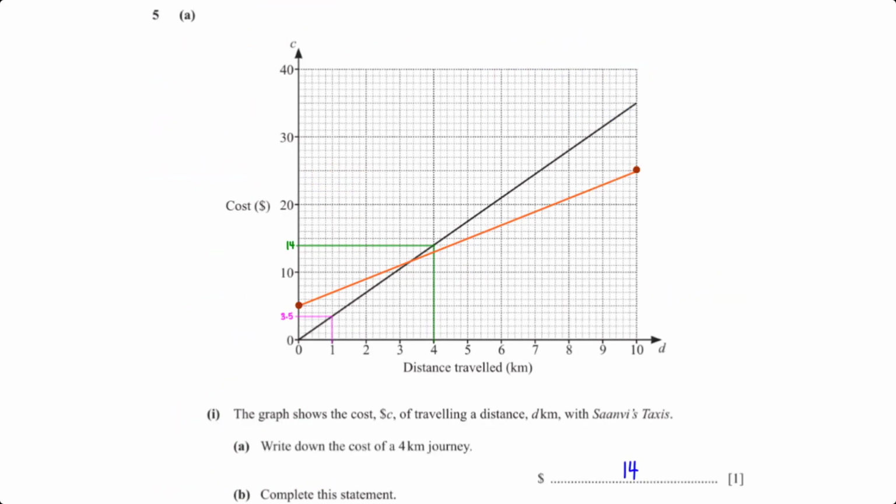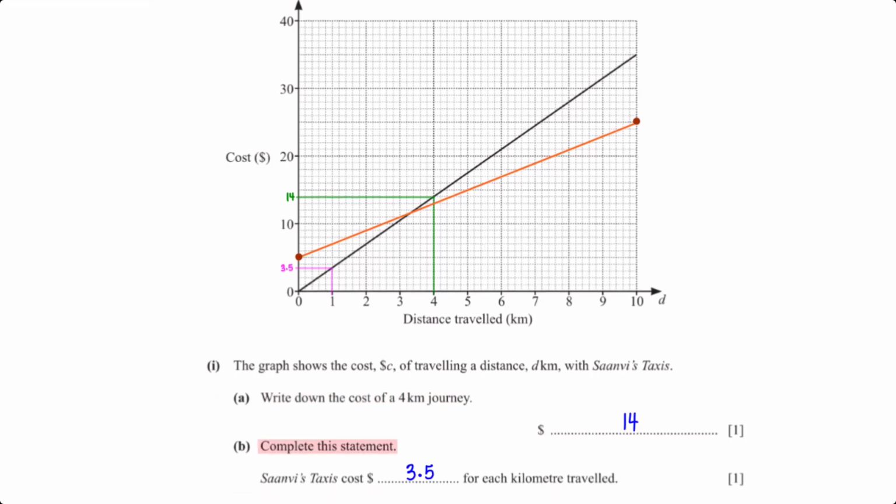The graph shows the cost C dollars of traveling a distance D kilometers with Sanvi's taxis. Write down the cost of a 4-kilometer journey. When we map 4 kilometers onto Sanvi's graph, we get $14.